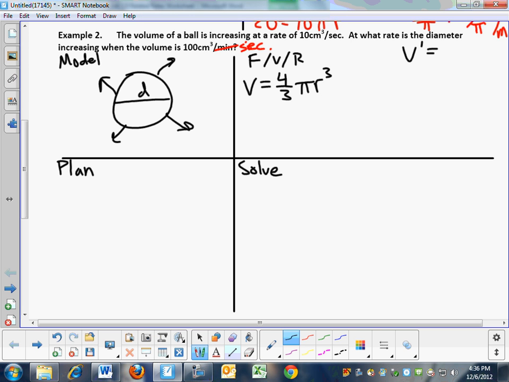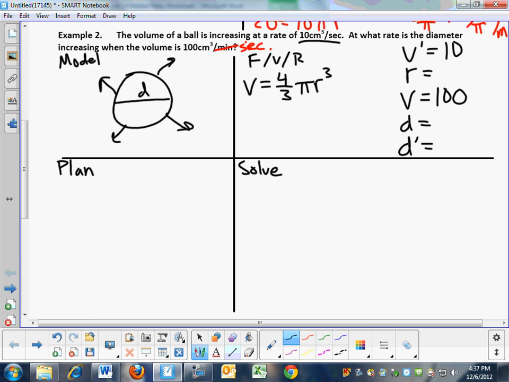Do I know V prime? Yes, it's increasing at a rate of 10 cubic centimeters per second. Do I know r? Current radius? No. Do I know the current volume? Yeah, it's 100. Do I know the current diameter? No. As you can see here, I'm trying to solve for d prime.